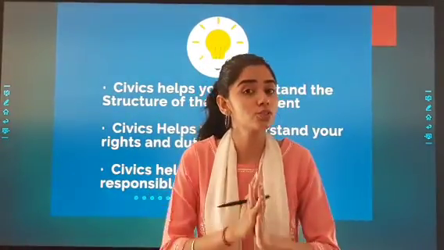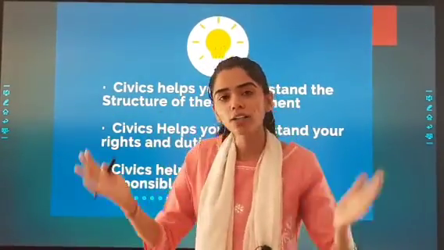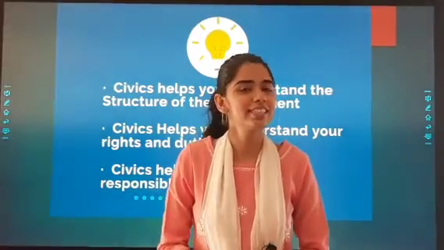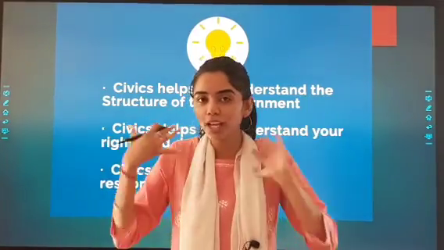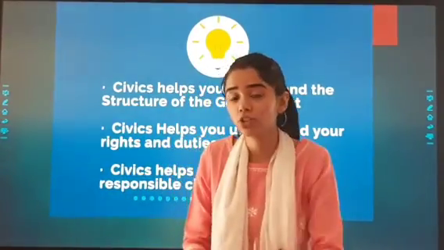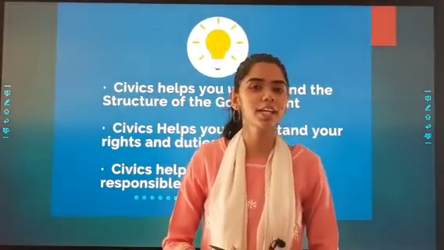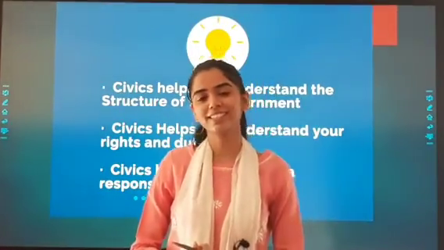हमारे government का structure कैसा है? So all this is included in civics. So civics is basically the study of the people. Okay? हमारी जो जनता है, हमारे जो लोग हैं, उनके बारे में जो study है, that is civics.